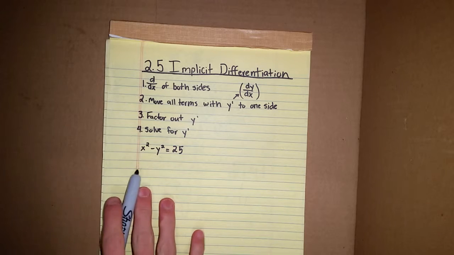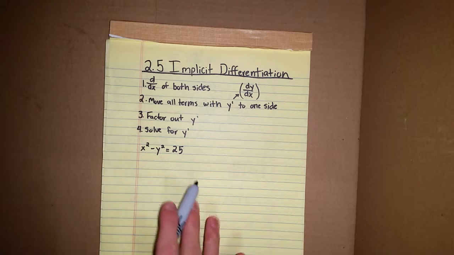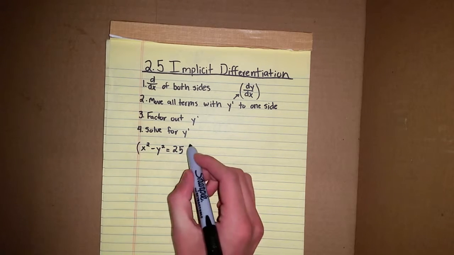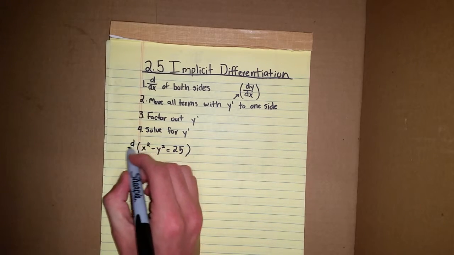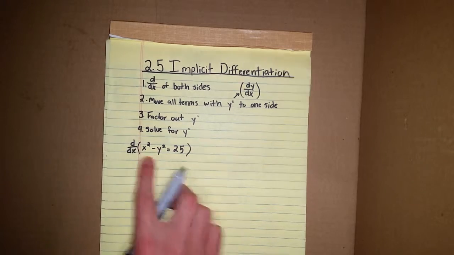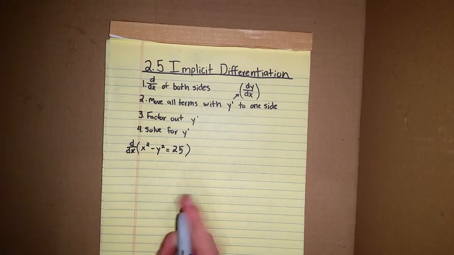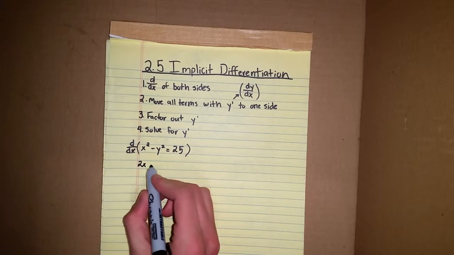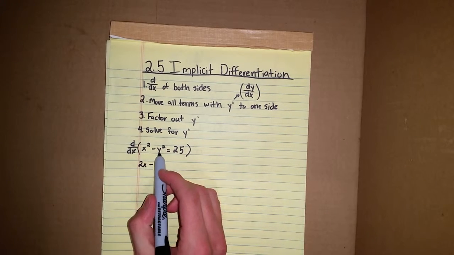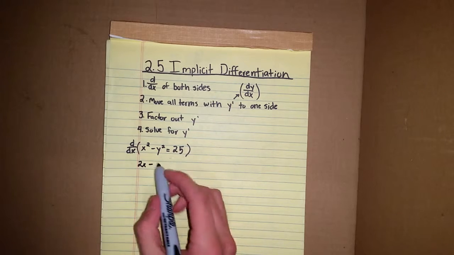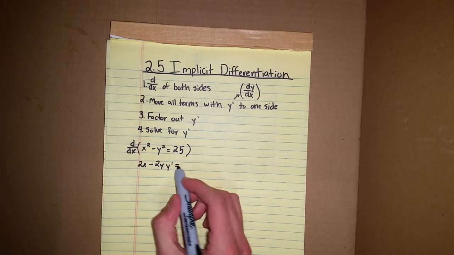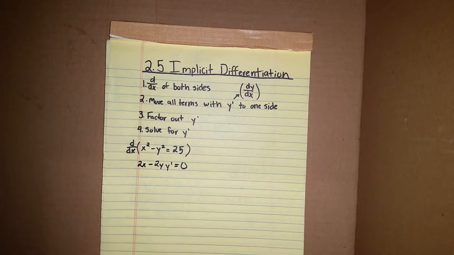So for this problem here, x squared minus y squared equals 25. First step, take derivative with respect to x of both sides. So we're going to take the derivative of this whole thing. Derivative of x squared is just 2x minus derivative with respect to x of y squared is 2y y prime, and then derivative of any constant is 0.